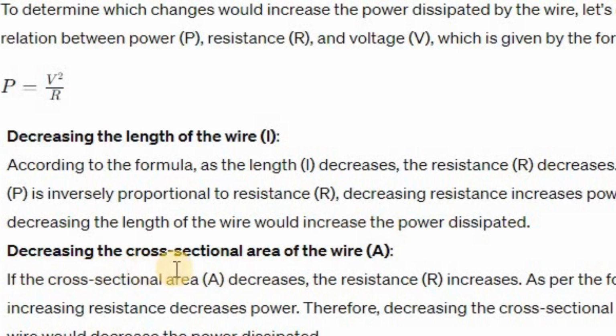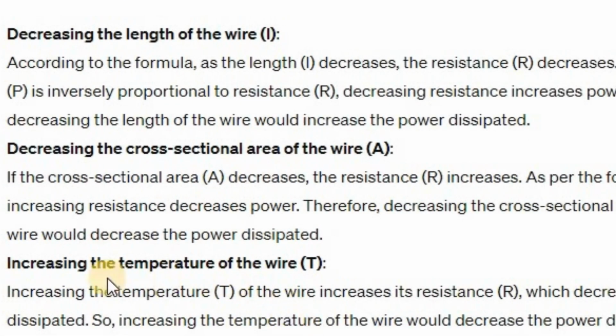Decreasing the cross-sectional area of the wire A: if the cross-sectional area A decreases, the resistance R increases. As per the formula, increasing resistance decreases power. Therefore, decreasing the cross-sectional area of the wire would decrease the power dissipated.